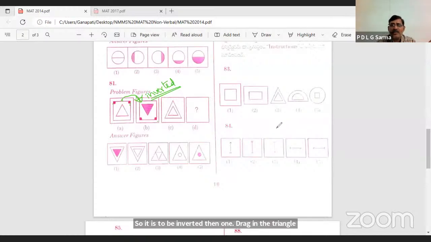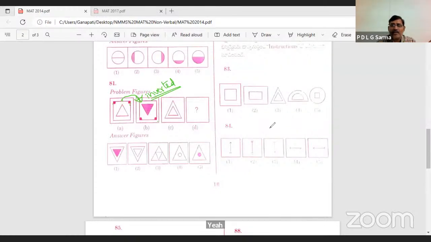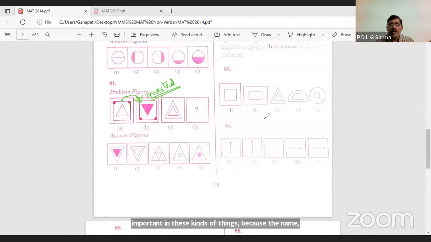Yes, Saujanya, correct? Yeah, Nag Chaitanya, Sharath, fantastic. You are giving the correct reasoning also. That is more important in these kinds of things, because the name itself is mental aptitude test, where here we are going for non-verbal reasoning. It is called non-verbal reasoning. It is one kind of reasoning. So reasoning is more important, not the answer. Don't focus more and more on only the answer. Just focus on the reasoning. Why we are choosing a particular answer, you have to focus, right?